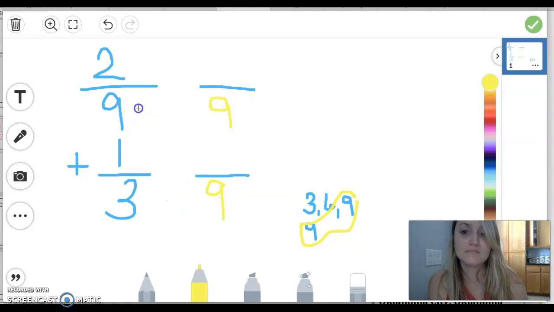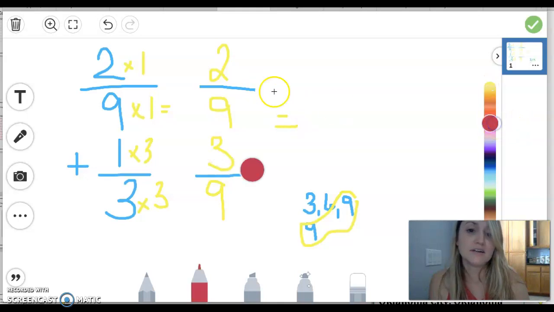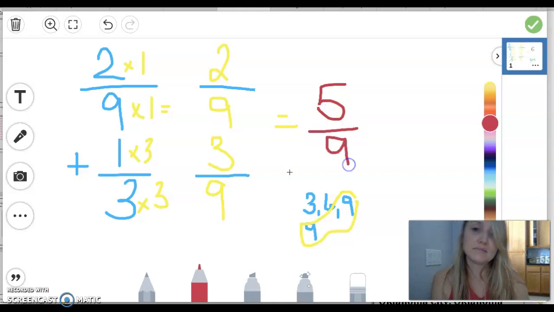Okay? Whatever you do on the bottom, you must do on the top. So 2/9. Whatever you do on the bottom, you must do on the top. Okay, so if we added those both together, we get 5/9, because remember the denominator stays the same.